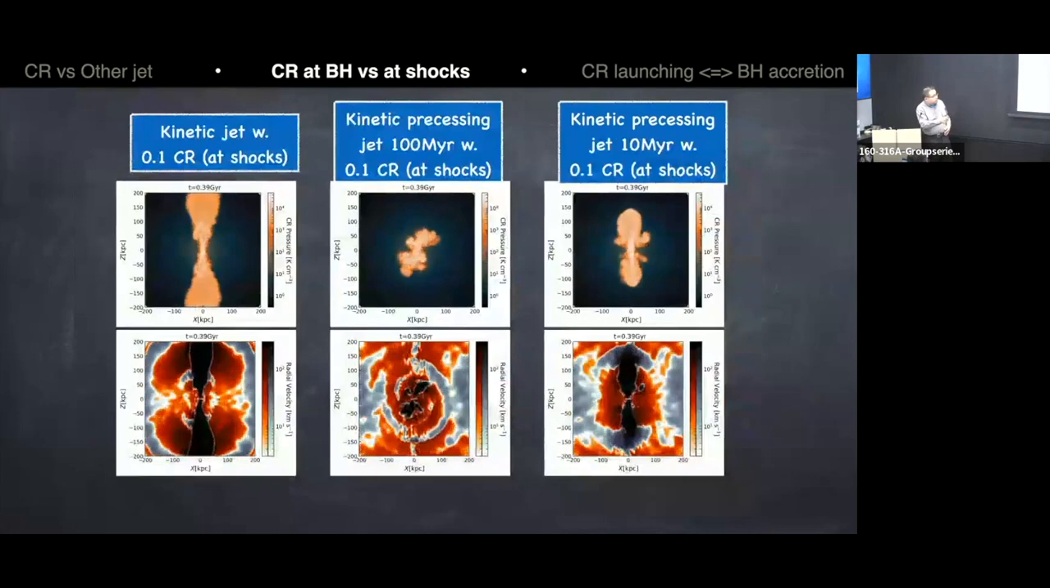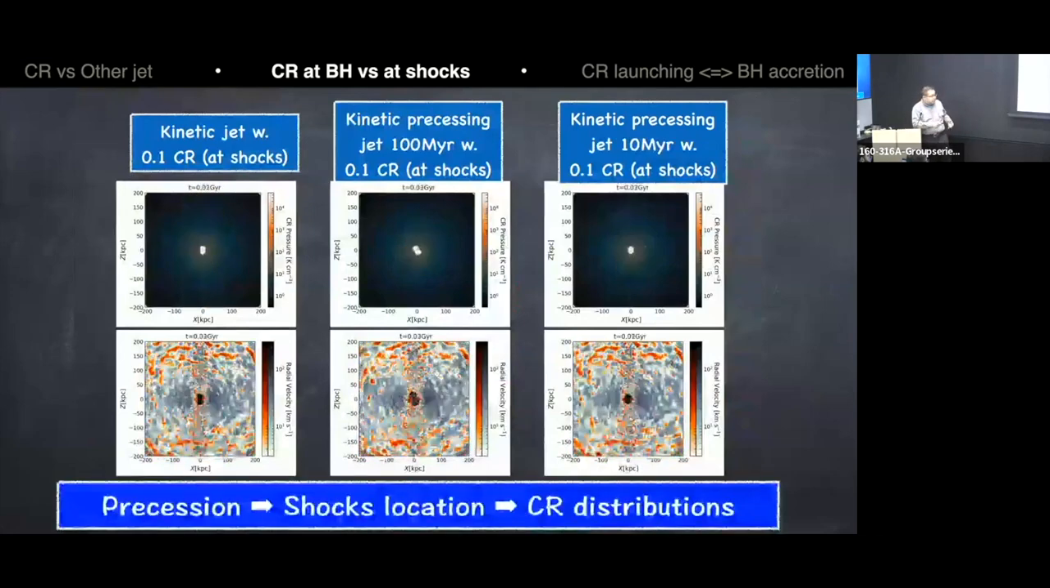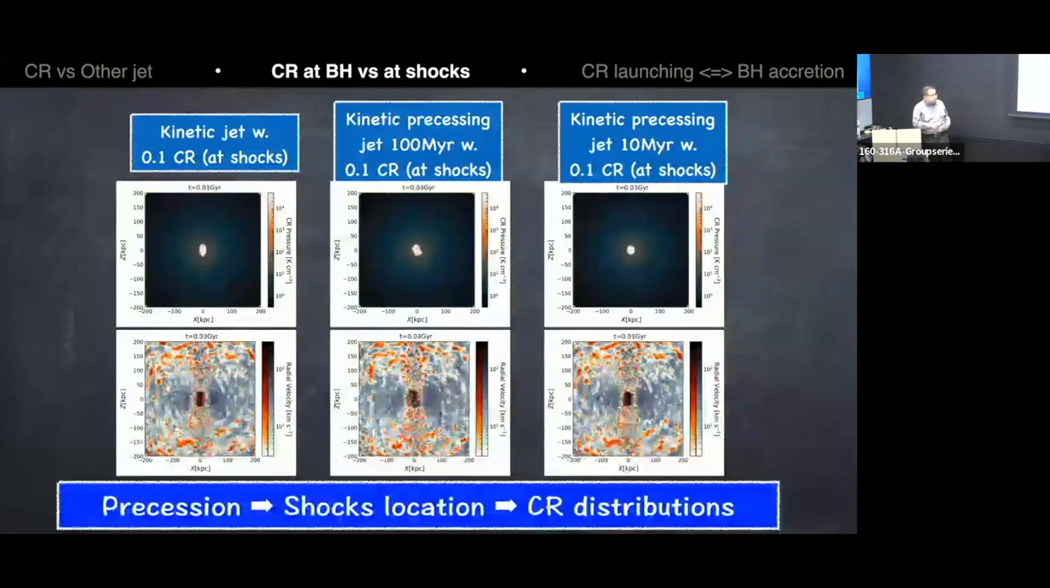Again, the upper panel is the cosmic ray pressure profile. The lower panel is radial velocity. Again, red is inflowing and black is outflowing. So you immediately see that the change of the precession actually changes the location of the shock. And if you deposit cosmic ray at a shock front, that in turn changes the eventual cosmic ray distribution.